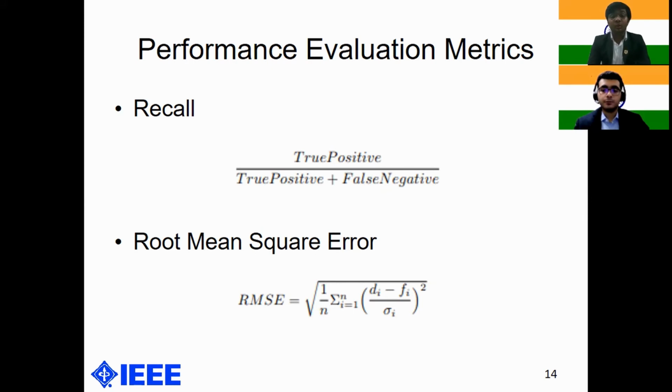Precision and recall are a very good alternative to finding accuracy. Lastly, we mentioned root mean square error, which is nothing but the square root of the mean of the square of the difference between the actual value and the predicted value.